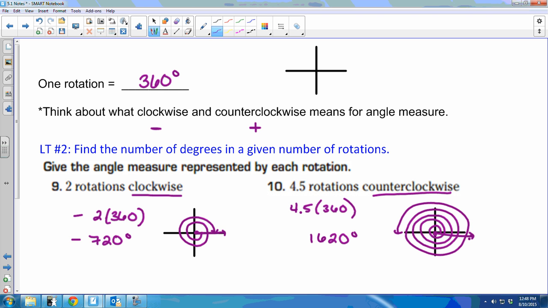I know your mind is blown, but I'll tell you the most complicated thing all year. So, questions about learning target 2? All you're doing is multiplying by 360. All right, questions about learning target 2?